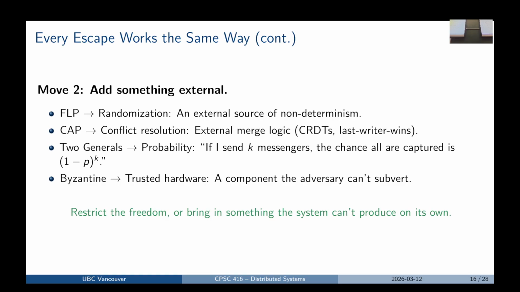All right, so they all work the same way. If you add something that is external that allows you to escape the impossibility. In FLP, we use randomization as a way of getting non-determinism. In CAP, we build things like external merge logic, which is what CRDTs actually do, or most commonly, the simplest thing to do is to simply say, hey, it's a race condition, the last writer wins. Easy enough.